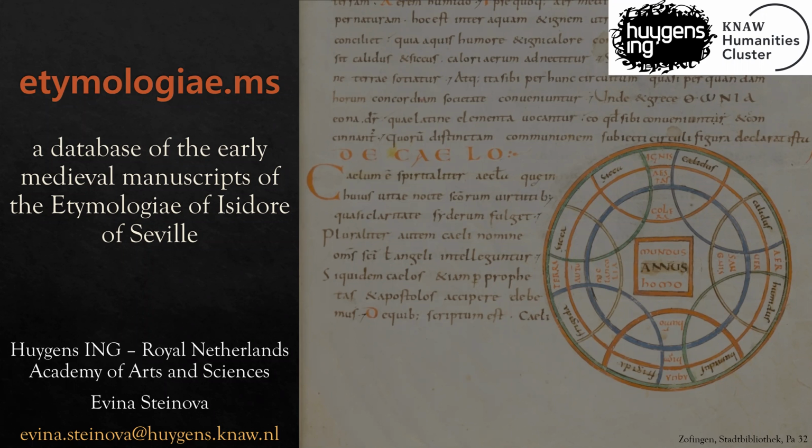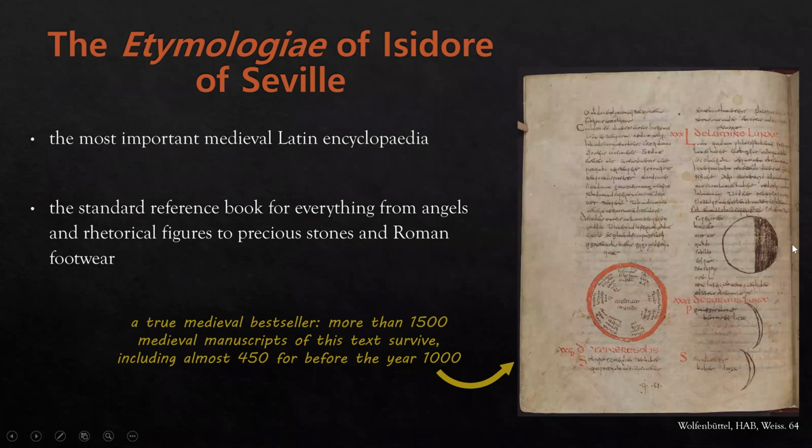I'm talking to you here today because I'm currently building an online manuscript database and I want to tell you about it. Once finished, this database will contain detailed information about roughly 450 pre-1000 manuscripts transmitting the most important medieval Latin encyclopedia, the Etymologiae of Isidore of Seville.